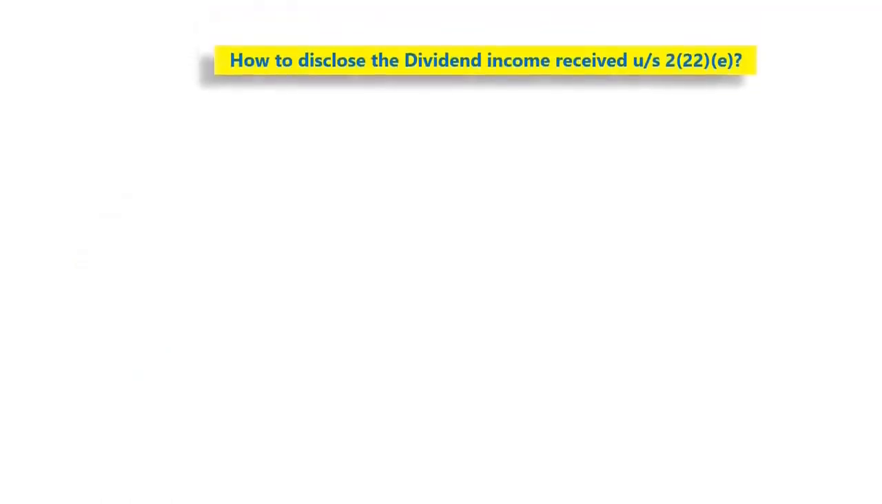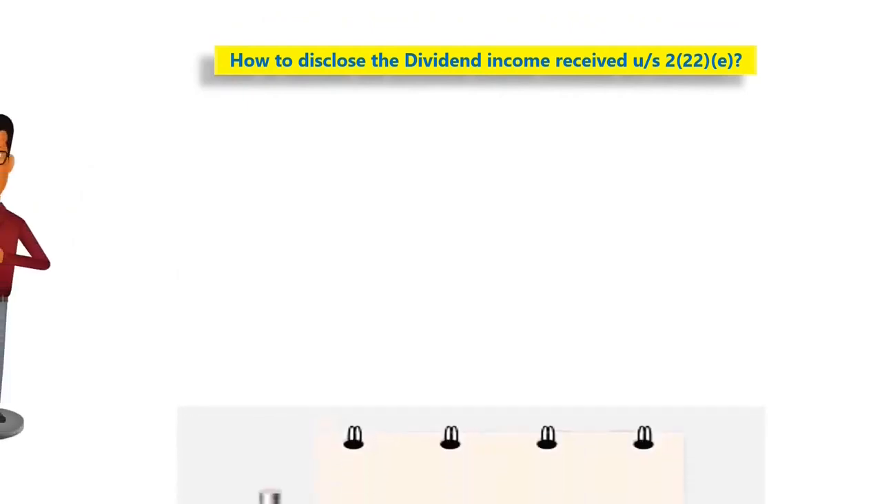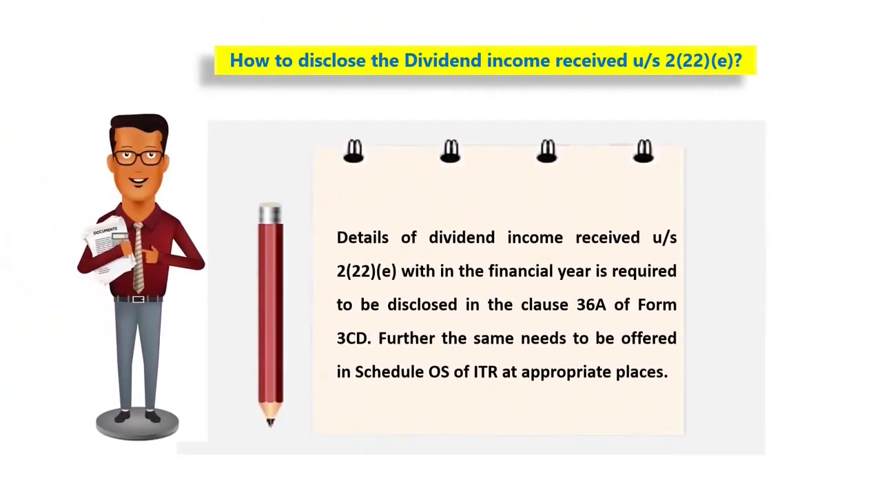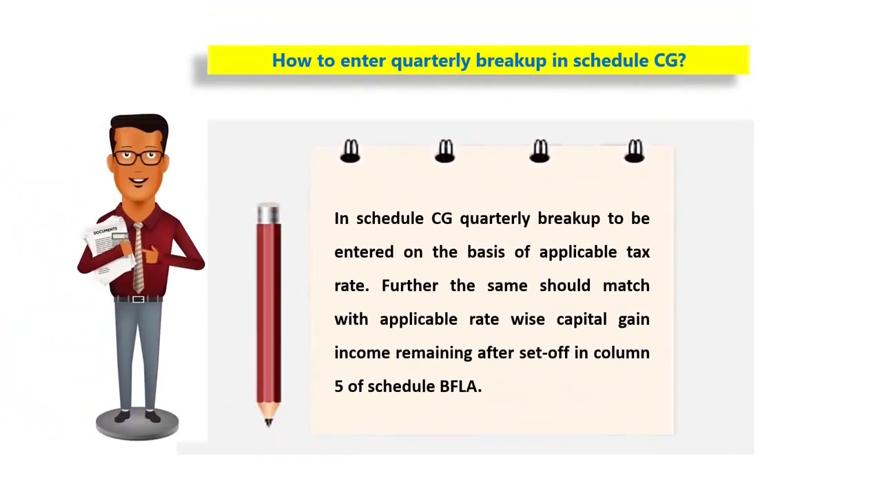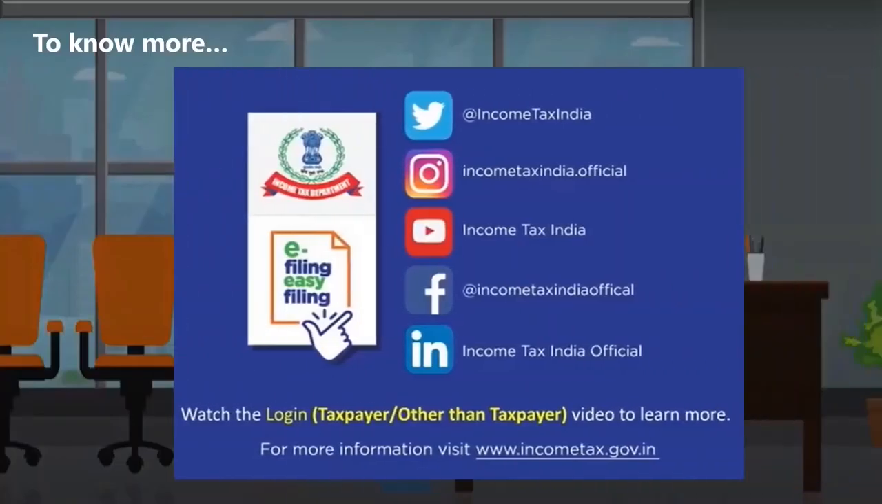The best practice to disclose dividend income under Section 222E would be to disclose it in Clause 36A of Form 3CD. Further, the same also needs to be offered in Schedule OS of ITR at appropriate places. Please also remember to provide quarterly breakup of capital gains in Schedule CG. This has to be entered on the basis of applicable tax rate. Further, the same should match with the applicable rate-wise capital gain income remaining after set-off in column 5 of Schedule BFLA. Filing of ITR 3 is very easy.